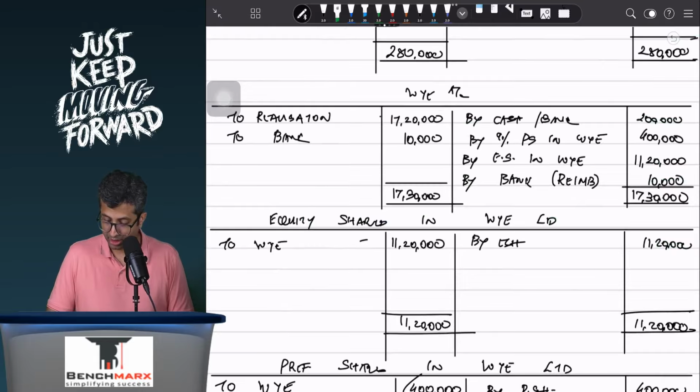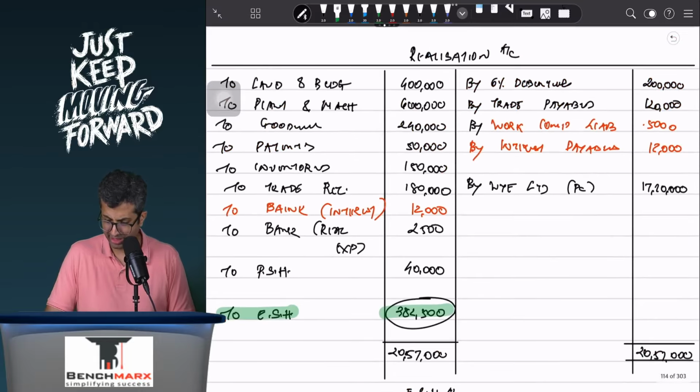So if I prepare my ledgers in realization, you'll see all of this, all assets, all liabilities. Then if there is any payment of liabilities not taken over, that will also come over there. Realization expenses paid will also come over here, and loss on preference shares will also come over here.